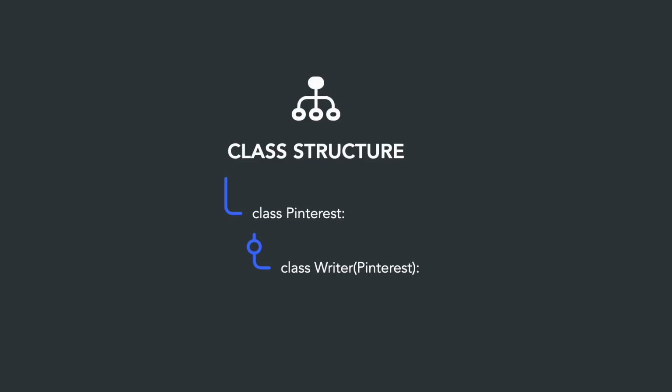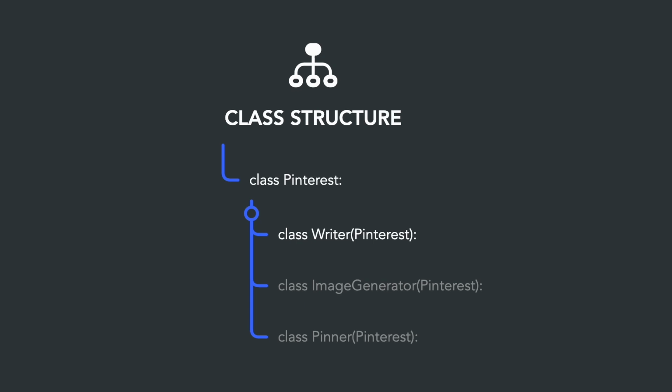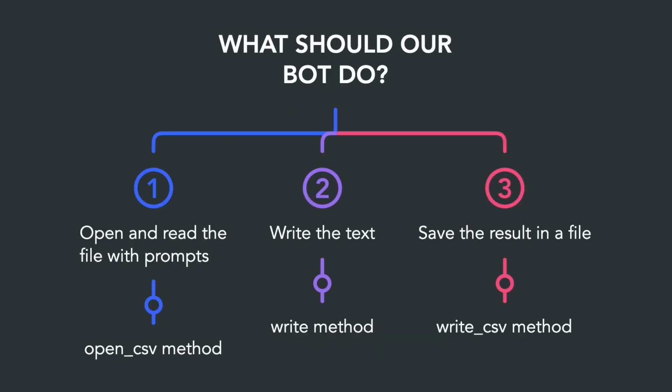So at this stage, the class structure of our project looks like this: the parent class Pinterest and the child class writer. In the following lessons, we'll add two more classes for the image generator and Pinner, inheriting them as well from the parent Pinterest class. Now, let's think about the methods that should be in our bot.